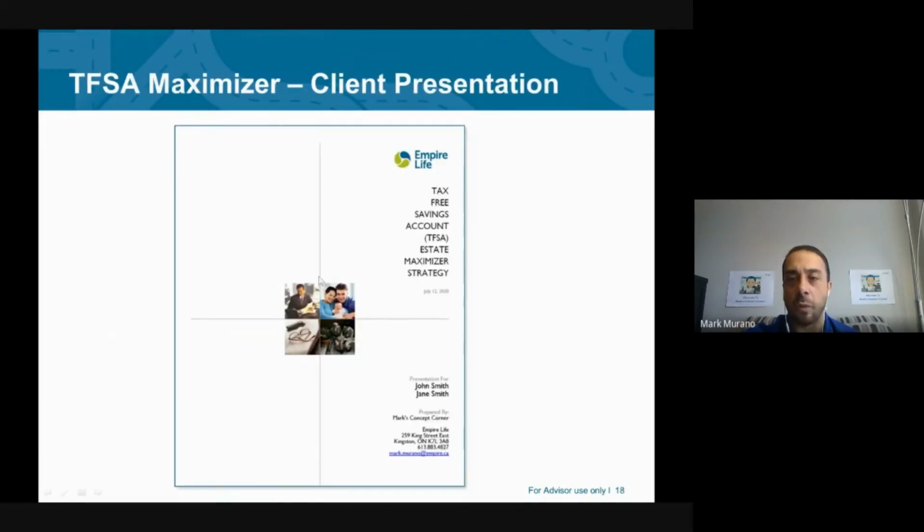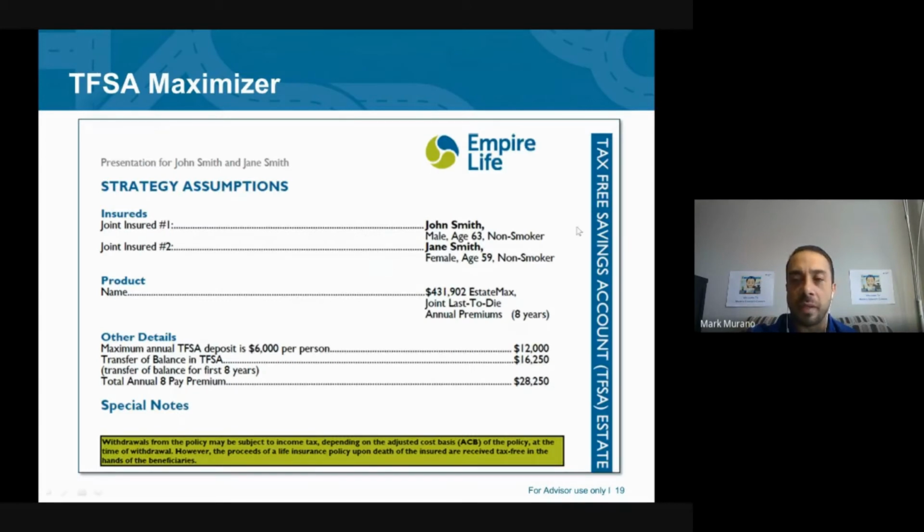AddCalc gets us a beautiful presentation. This is the client presentation initial page. This is your best presentation tool. Great marketing piece that we've put together, why you would do something like this and put in all the numbers on paper. Gives you your basic assumptions. John and Jane, here's your assumptions page. We're buying an Estate Max using 8-year premiums and depositing $12,000 of TFSA deposits, as well as $16,250 of my TFSA balance, and we're depositing $28,250.